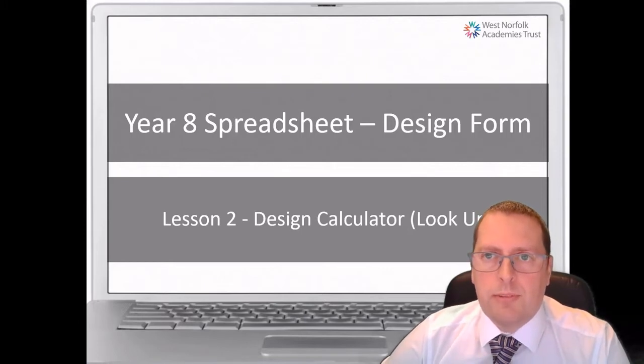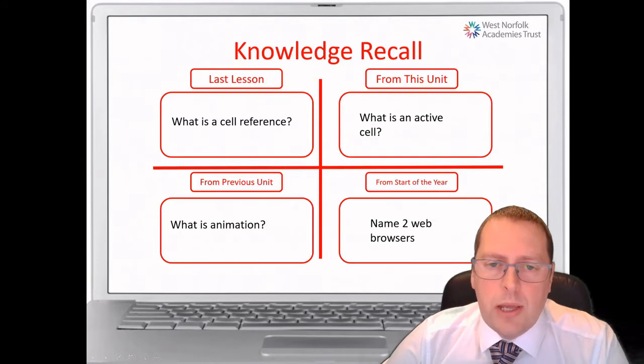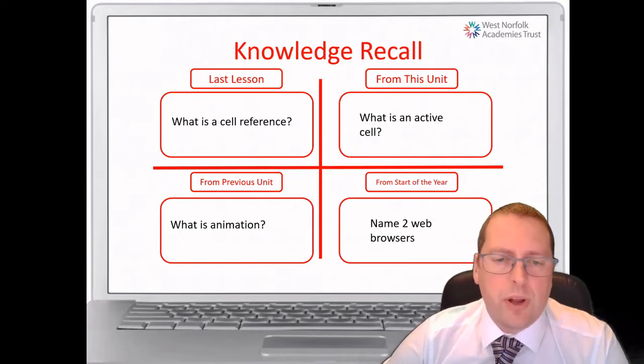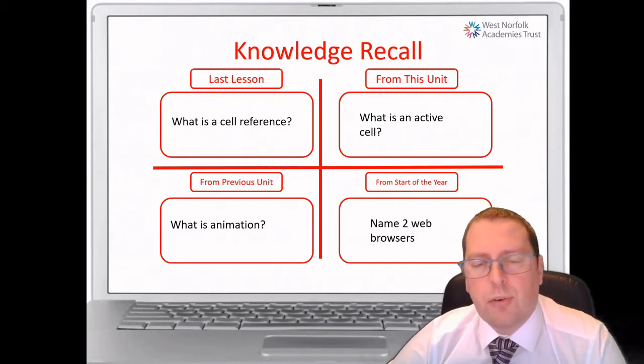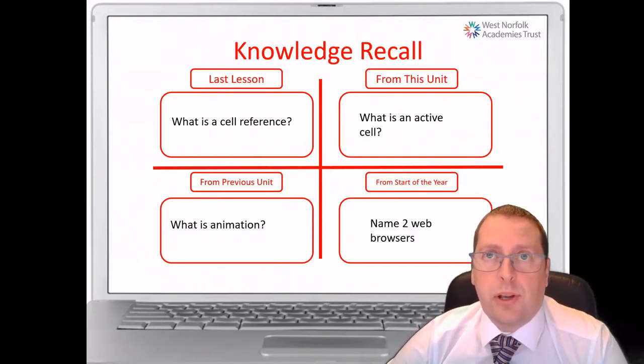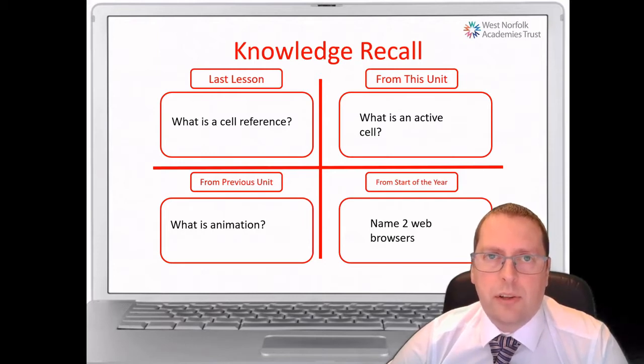So before we move forward with that, let's have a bit of knowledge recall, and you need to answer the 4 questions about knowledge that we've covered previously. You need to be able to answer what is a cell reference, what is an active cell, what is animation, and name 2 web browsers. So you might want to pause the video and answer those questions before moving on.